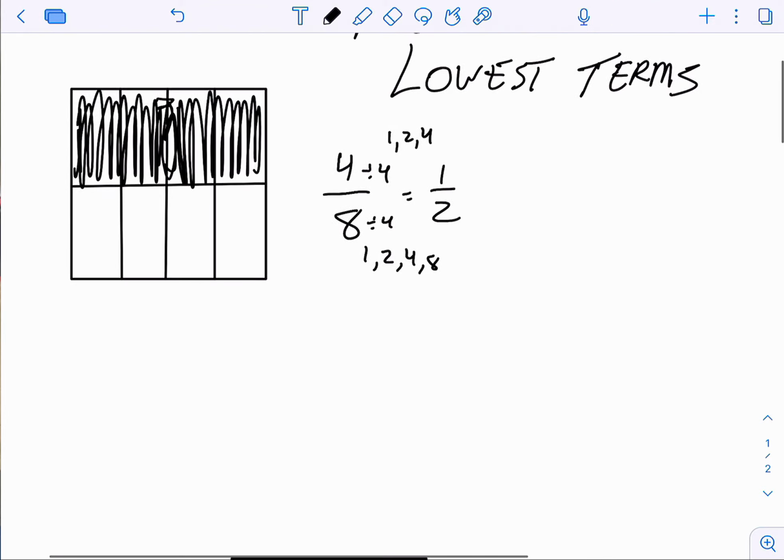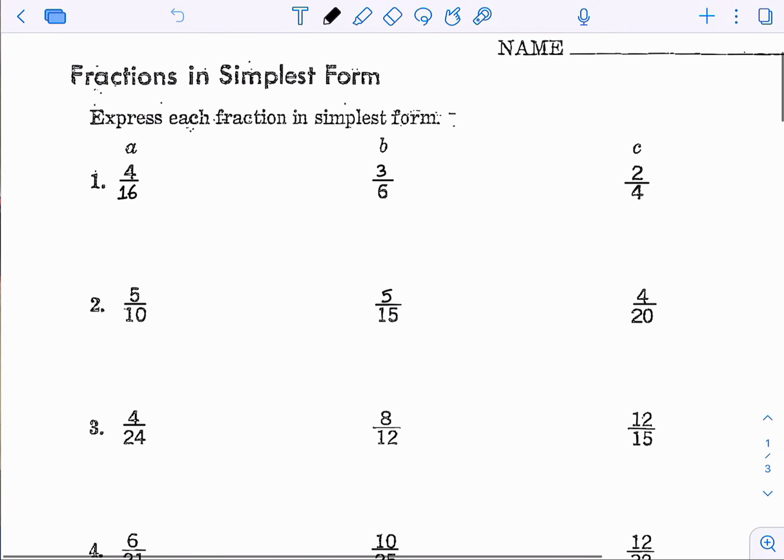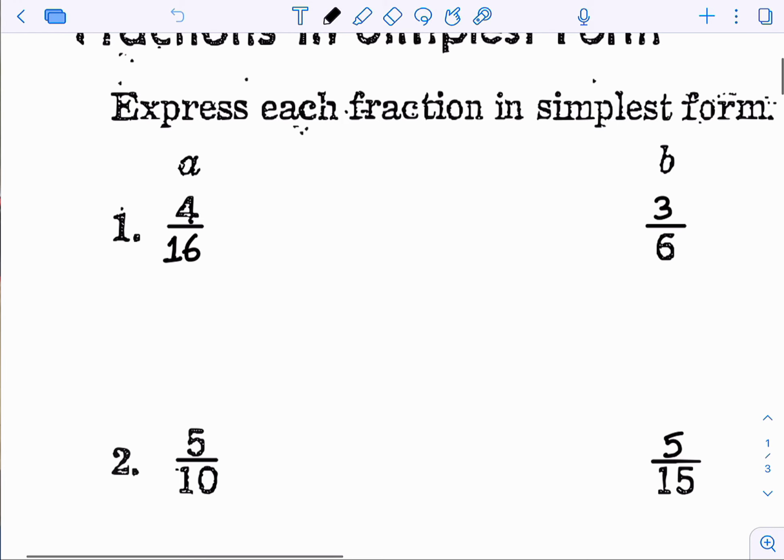Our goal here is to find the greatest common factor and then use that to reduce. It's going to be a little different each time. The first step that I always try is, starting with number 1a here, I check to see if the numerator is a factor of the denominator, meaning can I multiply the numerator by something and get the denominator? For example, in this one, 4 times 4 is 16, so yes, it is.